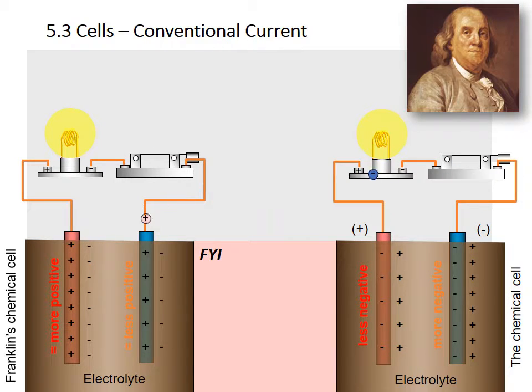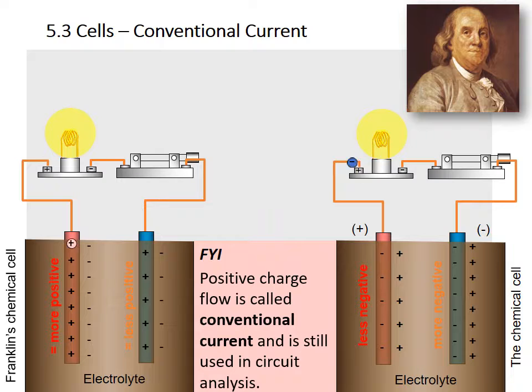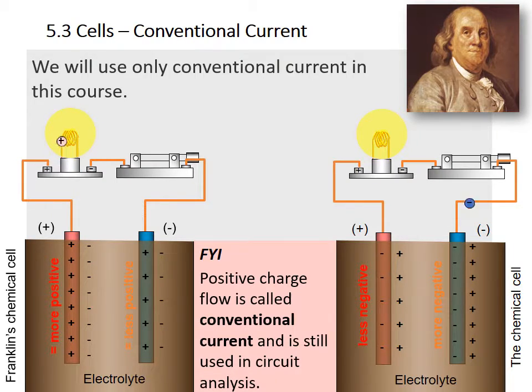So on the right-hand side, you can see how the cell actually behaves. The left-hand side was the conventional current, how cells were originally thought to behave. This is conventional current. It's still used in circuit analysis. Not really sure why it hasn't changed. It probably won't ever change.